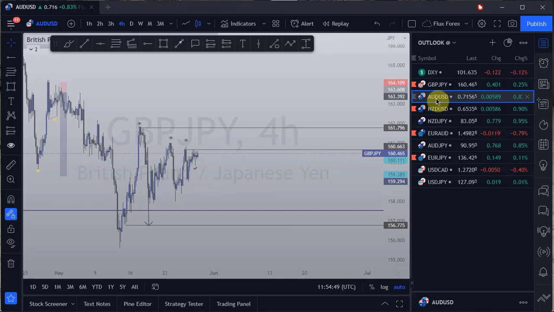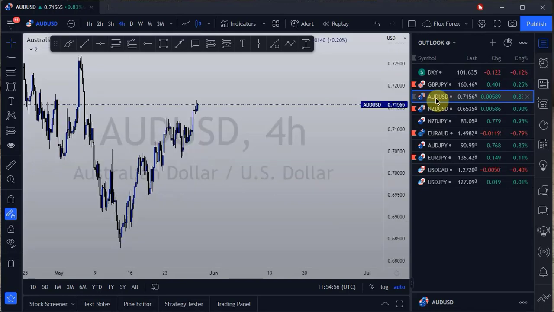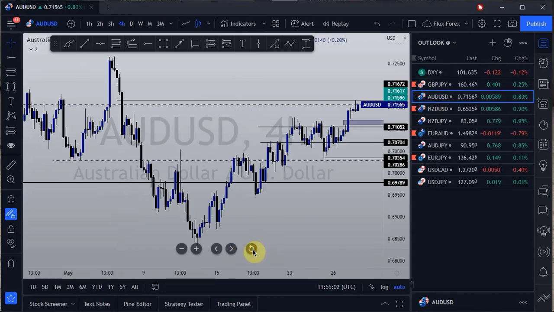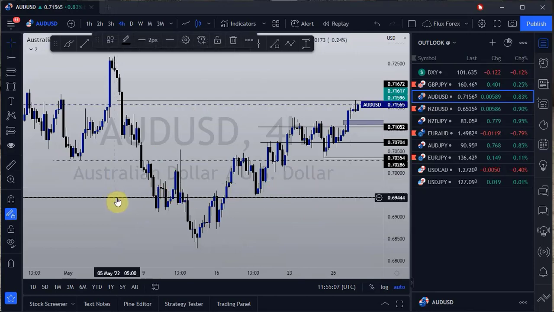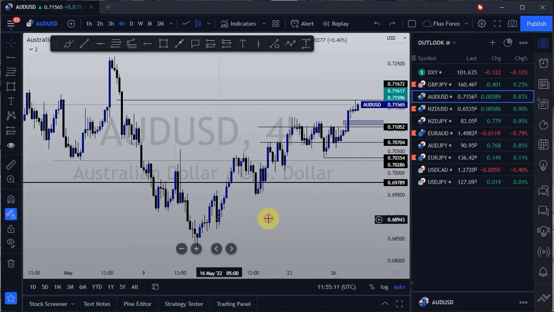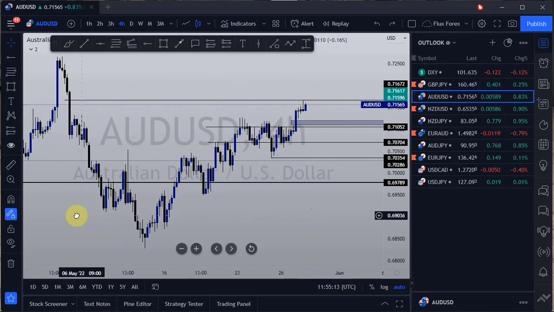Let's look at what is happening on AUDUSD. I'm bearish on the dollar index, and definitely I'm going to be bullish on AUDUSD. That is my expectation. I'll be looking for buying opportunities on AUDUSD.